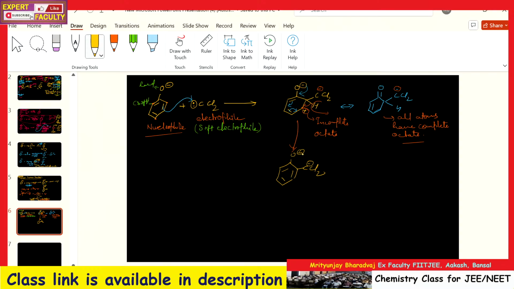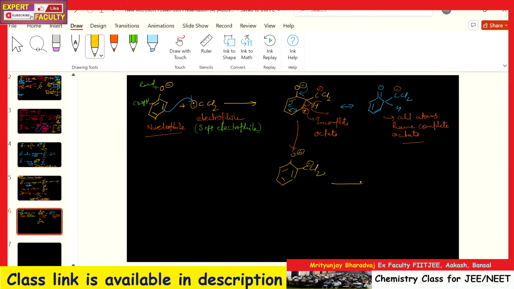So what do you think? This O minus, why ortho? The answer is very unique in this case. Give me some time because that will become a little bit longer concept. That will need 10-15 minutes. In the next class, I will explain why this one, because still we need to form the product.